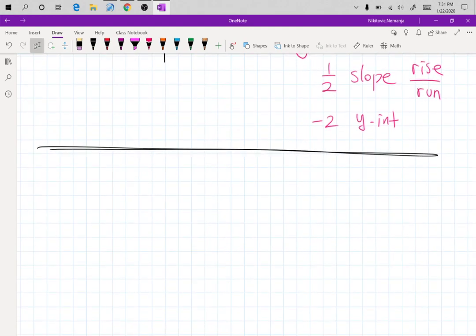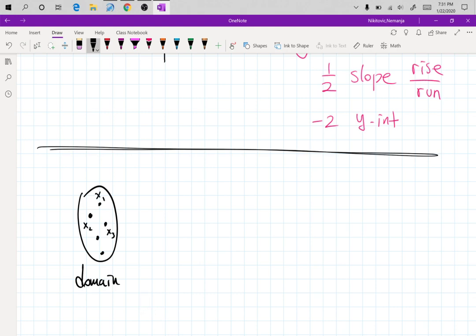Now, graphically, going back to those concepts of a function, you can imagine the domain as a set of x values, a whole bunch of them. You can label them x1, x2, x3, x4, x5. And then values in the range.